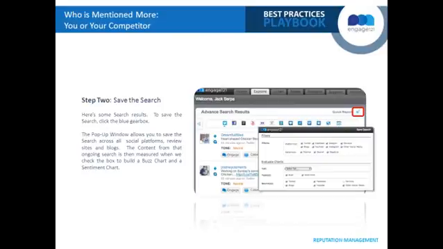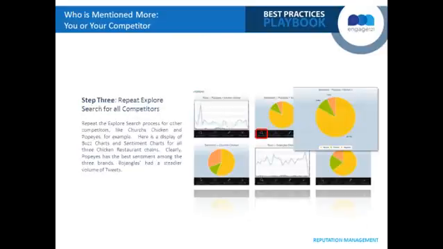The next thing that we're going to do once we've saved the search is we're going to begin to put together the information as it relates to our competitors. So we're going to go ahead and build sentiment and buzz charts for not only us, but our competitors. So in the case of Bojangles, you're talking about competitors like Church's Chicken, Popeyes, and so on.